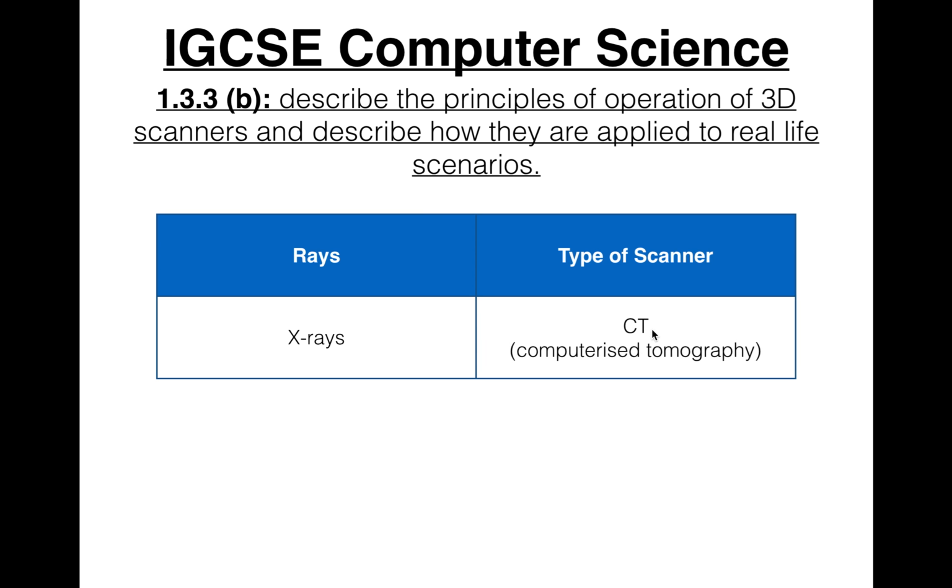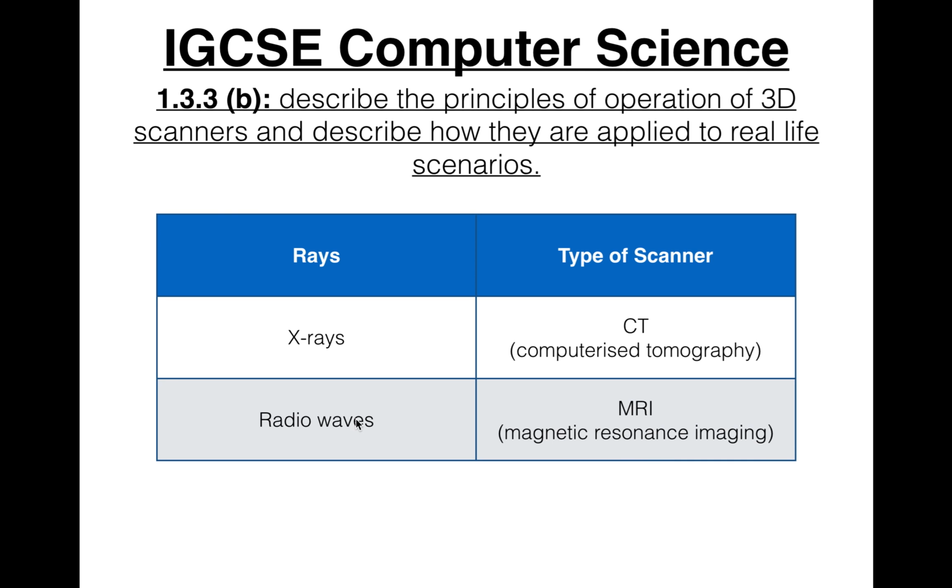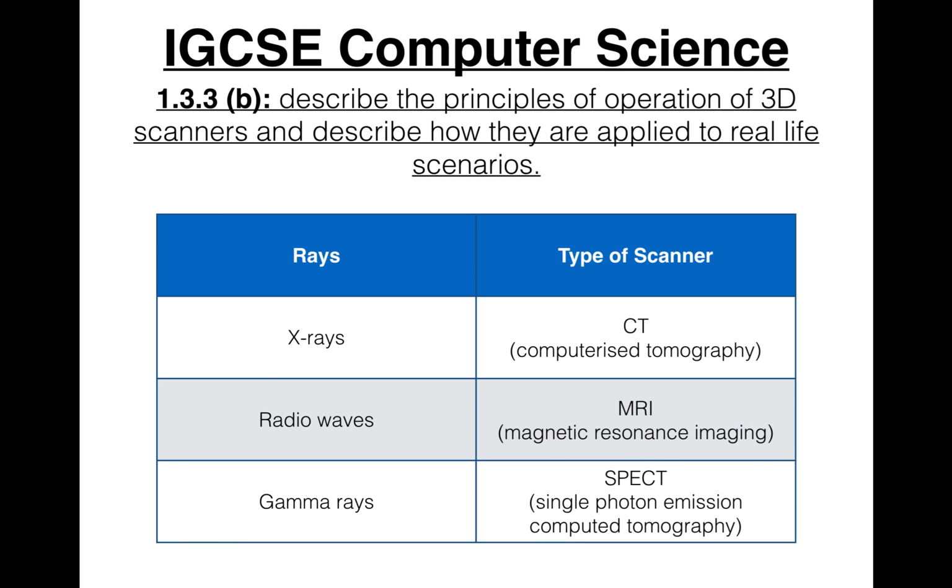CT scanners use X-rays. MRI scanners use radio waves. And SPECT scanners use gamma rays. These are just examples of what types of scanners use for their rays for taking pictures of the object.